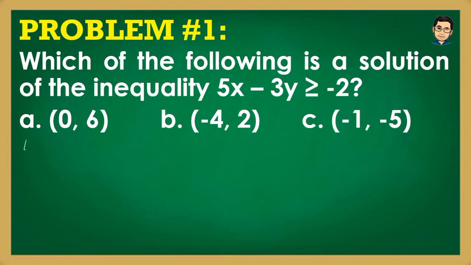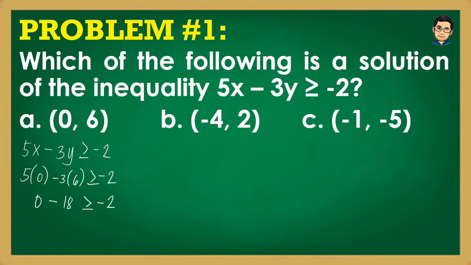Let's write 5x minus 3y is greater than or equal to negative 2. And then the ordered pair 0, 6, we will substitute it into the inequality. The 0 is the x coordinate and 6 is the y coordinate. So, 5 times 0 minus 3 times 6 is greater than or equal to negative 2. 5 times 0 is 0. Minus 3 times 6 is negative 18, is greater than or equal to negative 2. So 0 minus 18 is negative 18, is greater than or equal to negative 2.